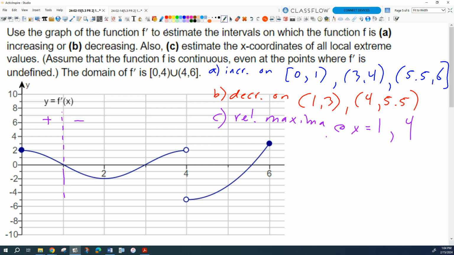Spike. Okay, so let's look at relative minima. We also did have a place here. It wasn't a 0, but we still transitioned from positive to negative. We get relative minima at what values, if any? 3. 3 would be one, wouldn't it? Because there's a place where we're transitioning from negative to positive. Any place else? 5 and a half. 11 halves. There you go.